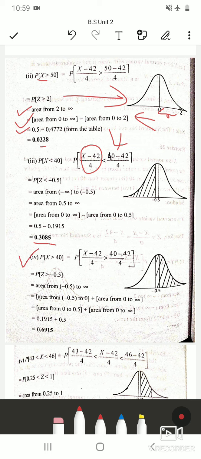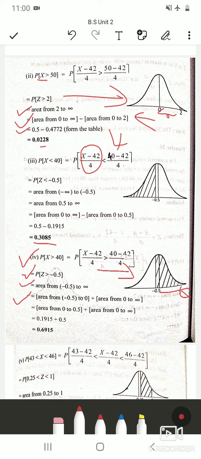So the next one is the probability of x greater than 40. The first step remains the same, convert it to standard normal variate. So it will be probability of z, this time greater than minus 0.5. So it can take values from minus 0.5 to infinity. Therefore you have to find the area from minus 0.5 to infinity. So this is how the diagram looks. You want this whole shaded region area. So how to find it?